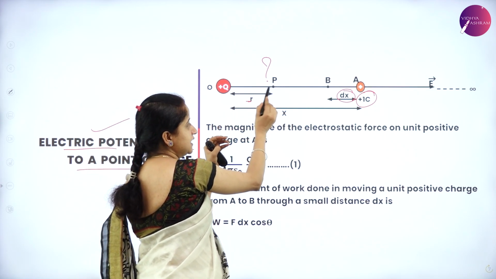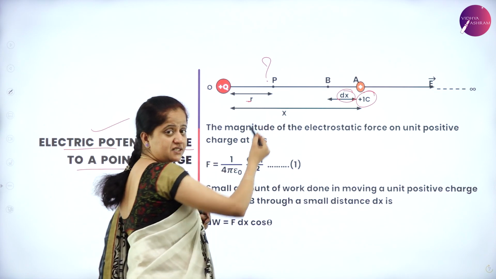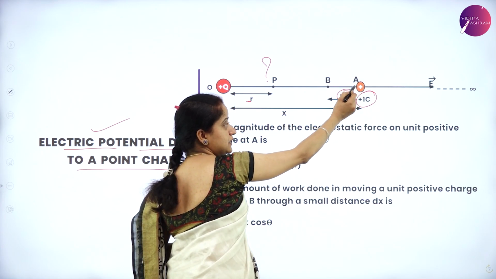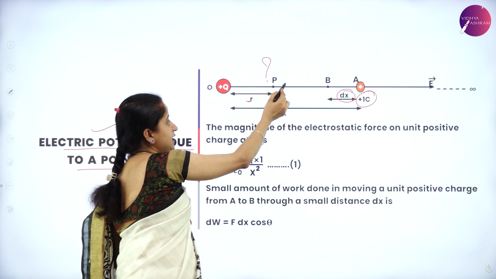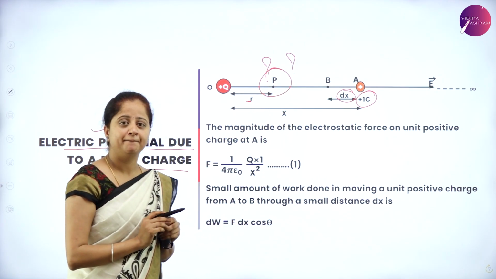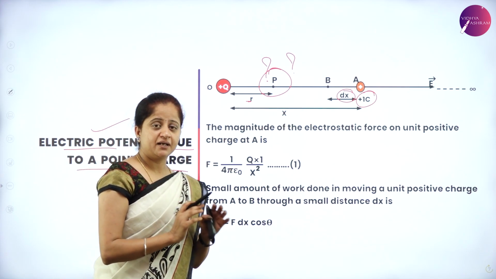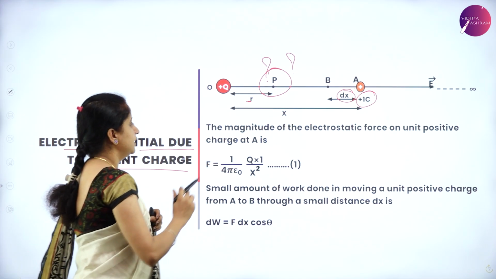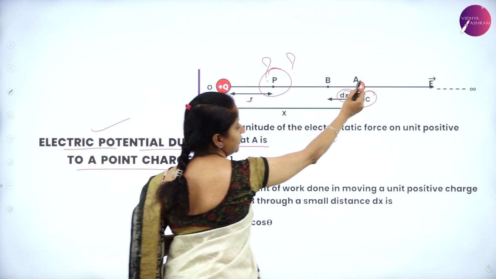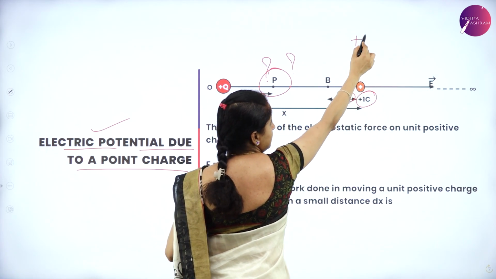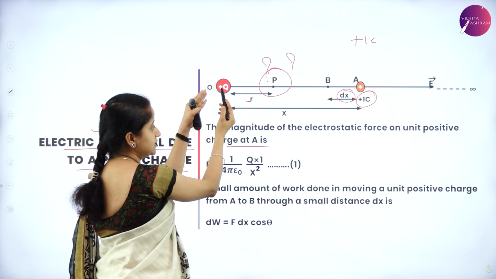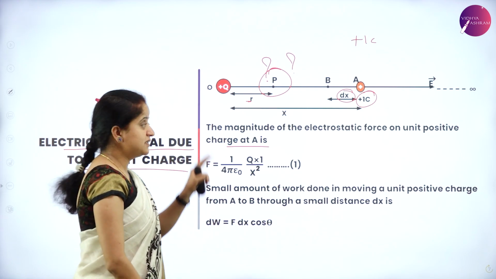To calculate the potential at this point, I am considering two different points and we are just calculating the amount of work done to bring the charge from infinity to this point. Then after integrating, we can find the total work done in bringing a charge from infinity to a point P. So this is our diagrammatic representation of the assumption. Now the magnitude of electrostatic force on a unit positive charge at A. See, I am bringing a unit positive charge, that is plus 1 coulomb, from infinity to A.